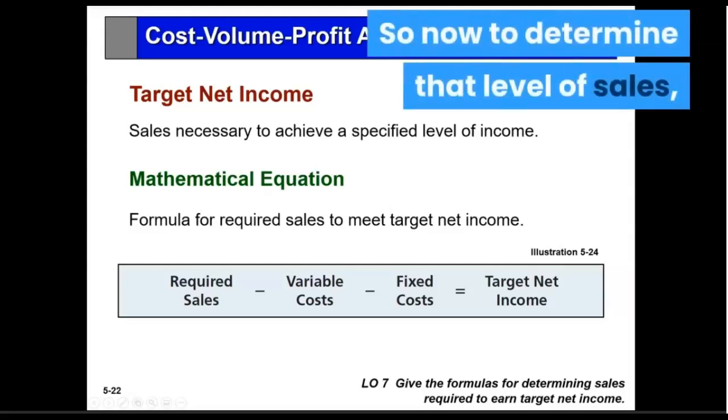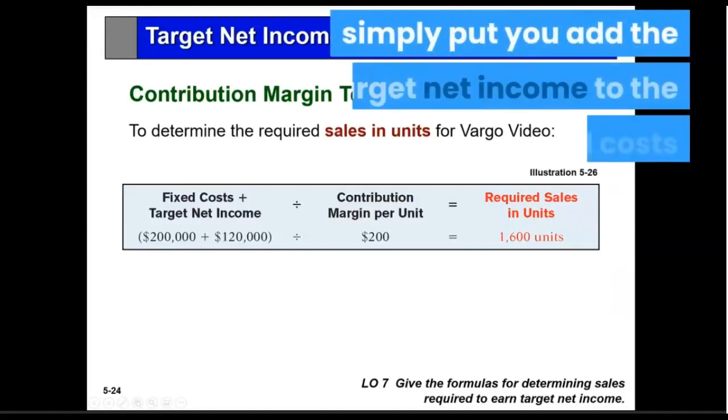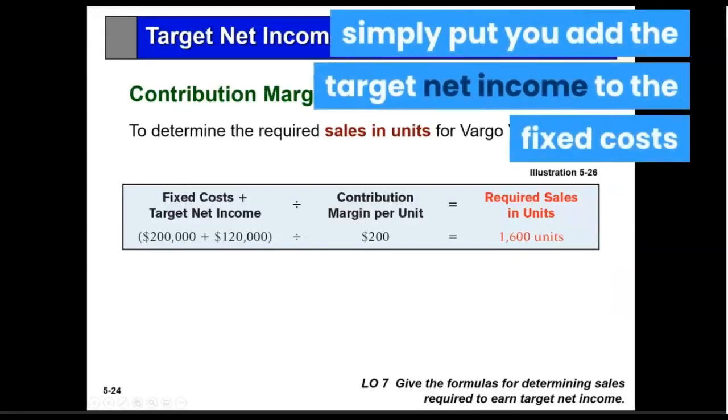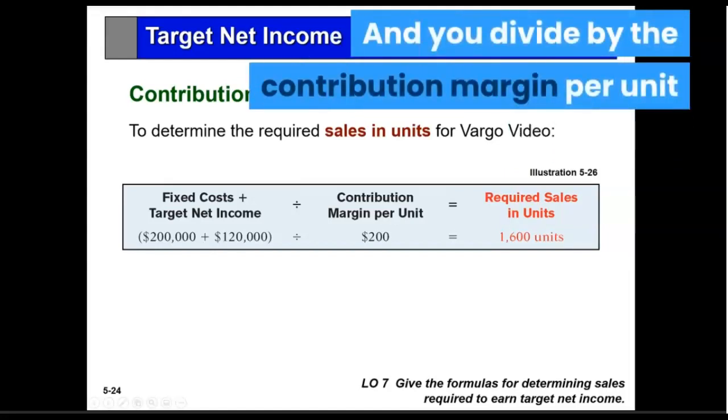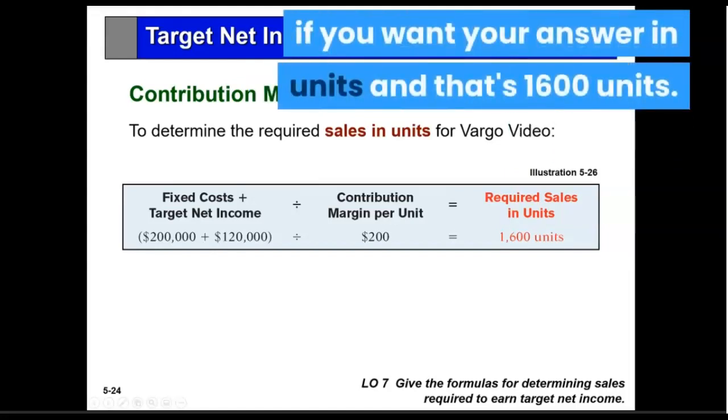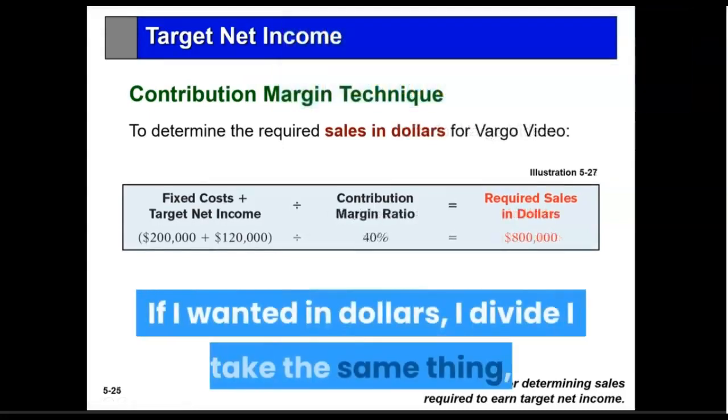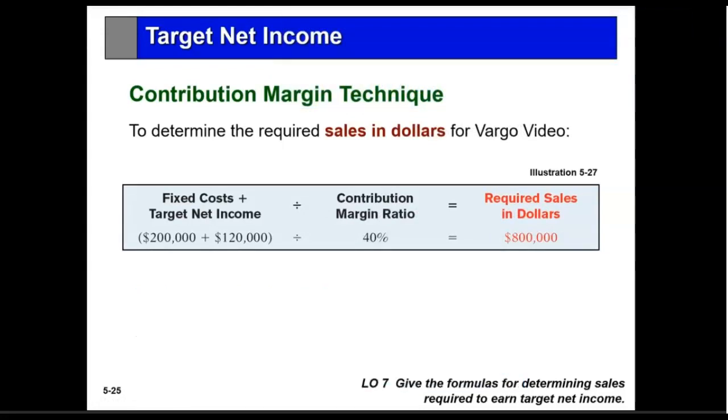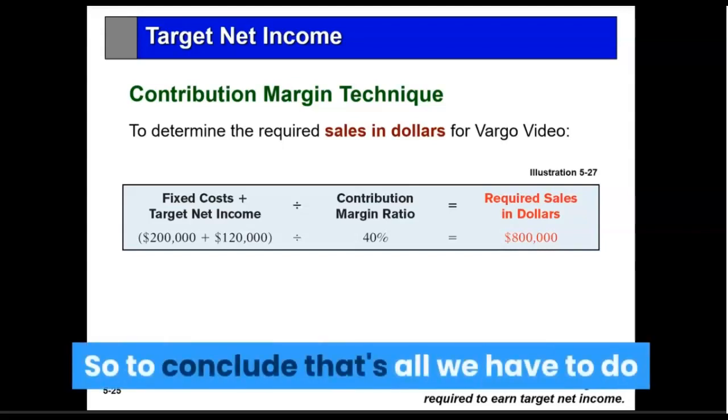So now to determine that level of sales, simply put, you add the target net income to the fixed costs and you divide by the contribution margin per unit if you want your answer in units, and that's 1,600 units. If I want it in dollars, I take the same thing, fixed cost plus the target net income, divide by 40,000, and I get required sales in dollars of 800,000.